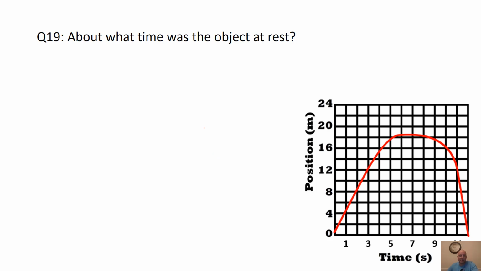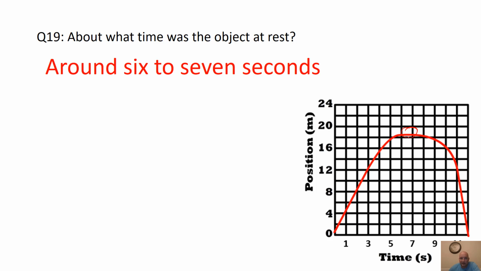Okay, what time was the object at rest? So go ahead and take a second and just think about this graph and go through 19 and 20 and 21. Okay, so the object is at rest somewhere around here, I would say. This is the flattest line that I can see. Around 6 to 7 seconds, somewhere in here he's at rest. There would be some sort of flat line somewhere in here.